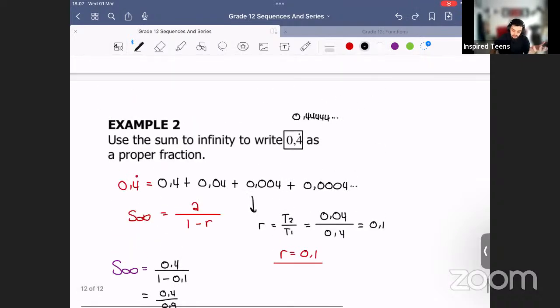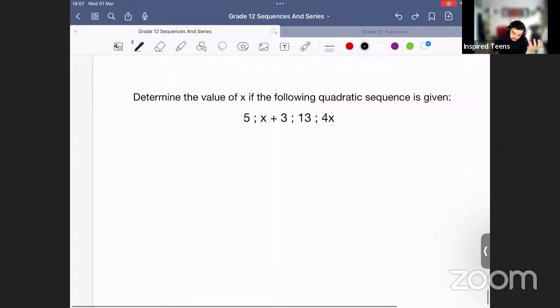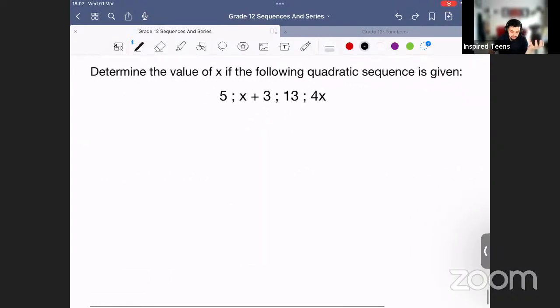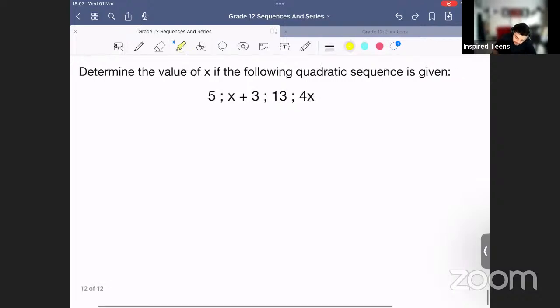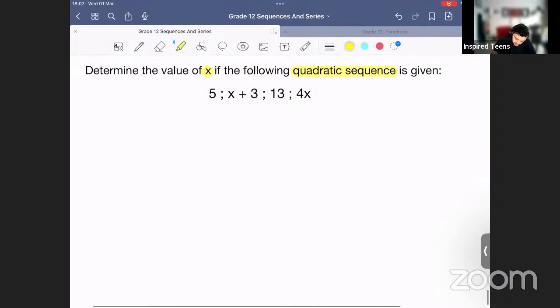Okay, a tricky question that makes you think. Let's move on to the next one. This one is not so challenging. Someone actually asked me this question, so we can just go through it. We did examples for variables with arithmetic and geometric. We didn't do one with quadratic. It says, determine the value of x if the following quadratic sequence is given. We can even calculate the Tn if we'd like.